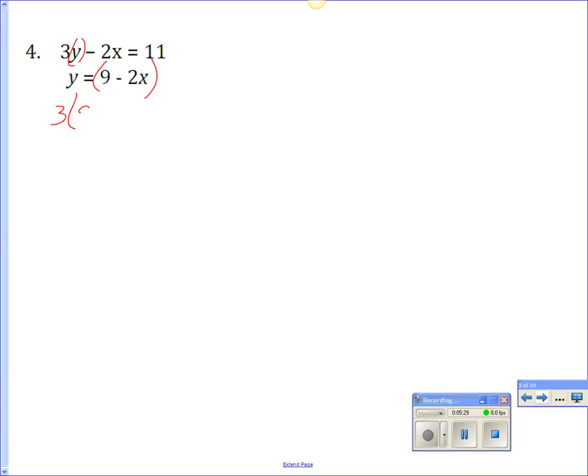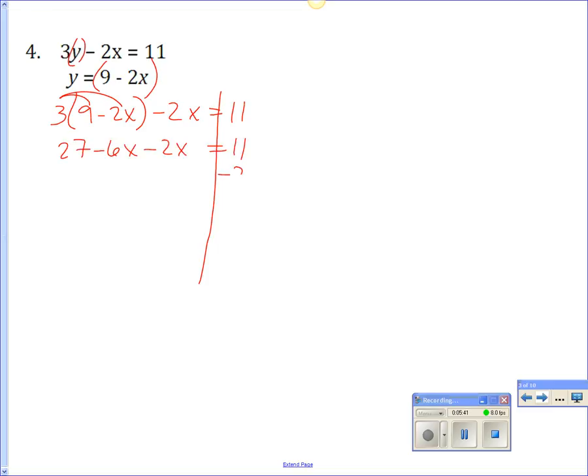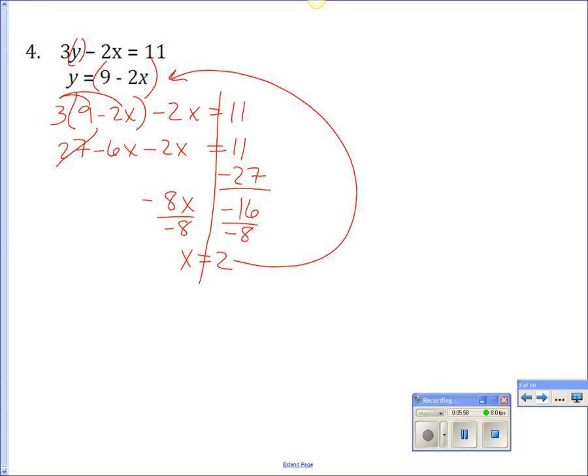All right. Number 4, also a plug it in one. So 3 parentheses 9 minus 2x equals 11. Draw your line to multiply by 3, 27 minus 6x minus 2x equals 11. Move the 27 over, so that gives you negative 16 and negative 8x divided by negative 8, so x equals 2. When you plug it back in, you get y equals 5, and you know how to do that. So x equals 2 and y equals 5.